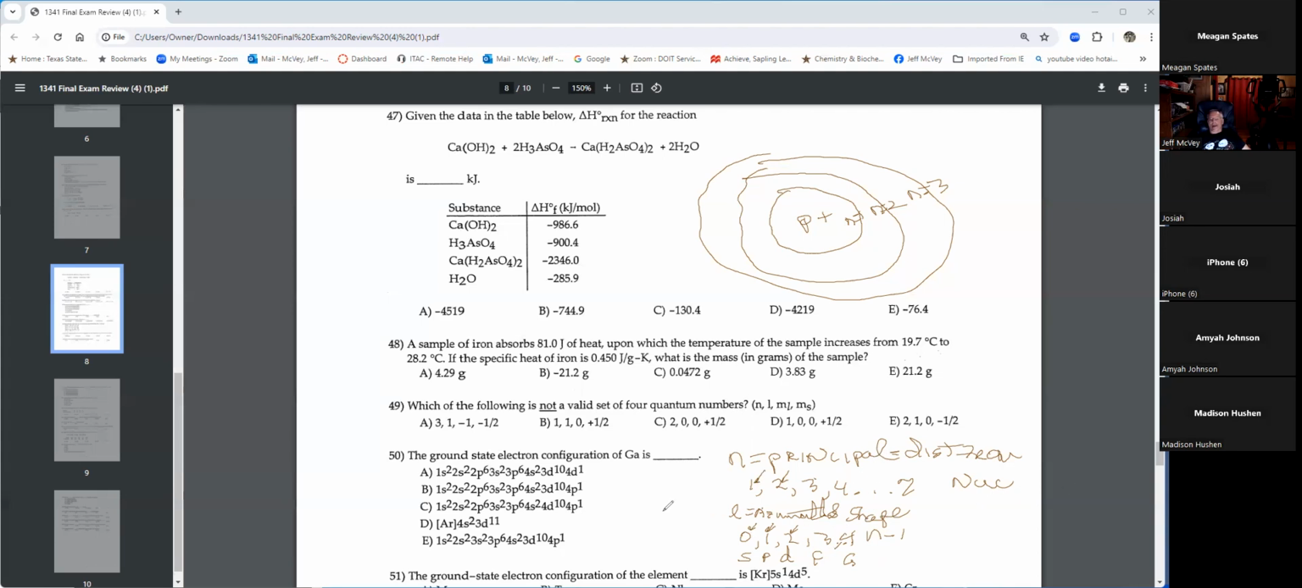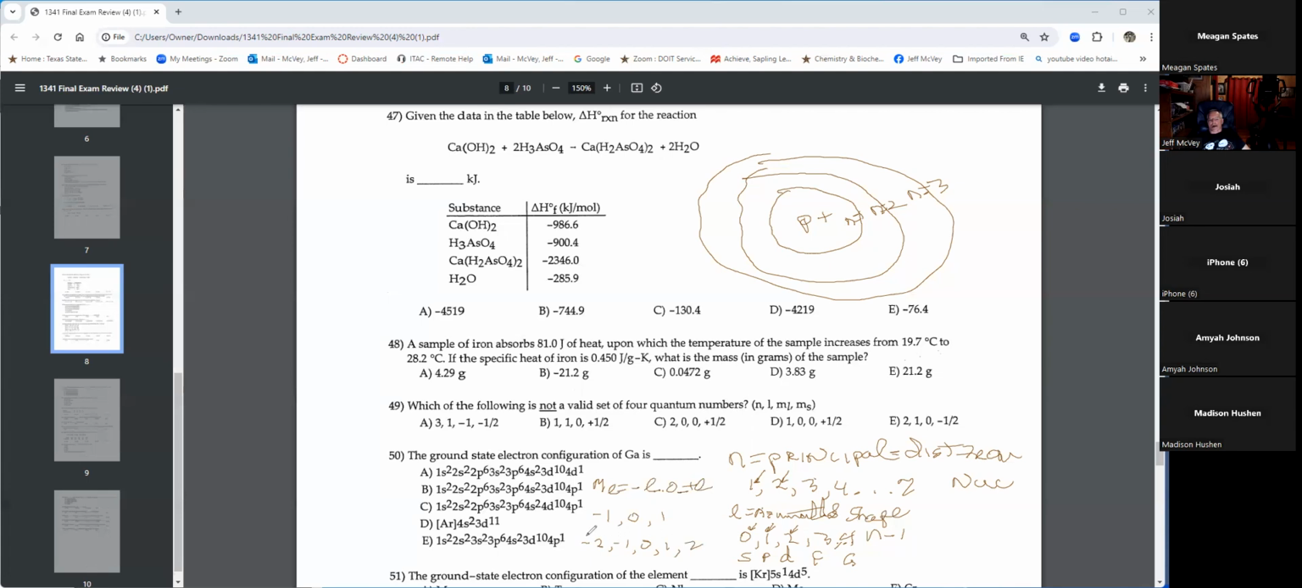Okay. Then we have the M sub L values. And the M sub L values are minus L through 0 to positive L. So if you have, let's say, an L value of 1, then your M sub L values will be -1, 0, and +1. If you have an L value of 2, which is a D subshell, that's going to be -2, -1, 0, 1, and 2.